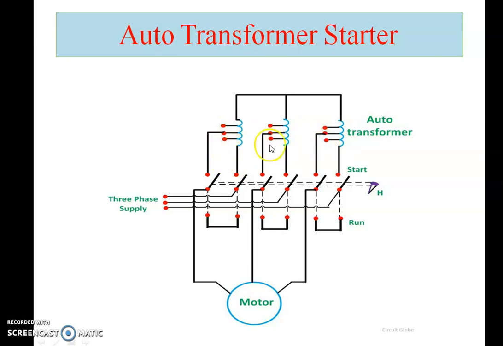Simply called the first phase, second phase, and third phase, because three-phase windings are there. So here 50% tappings are there. Just connecting this one to the three-phase supply. Again, there are three phases.